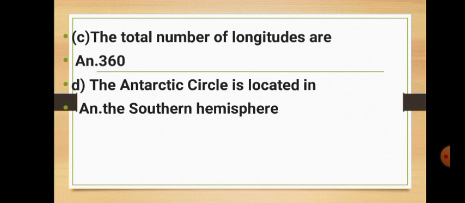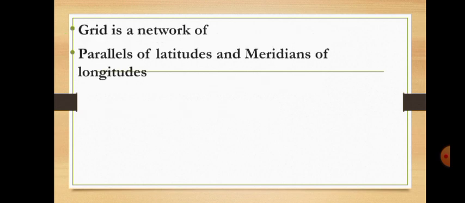So if we count 180 degrees eastward and 180 degrees westward, there are 360 meridians. The Antarctic Circle is located in the southern hemisphere. The Arctic Circle is located in the northern hemisphere.